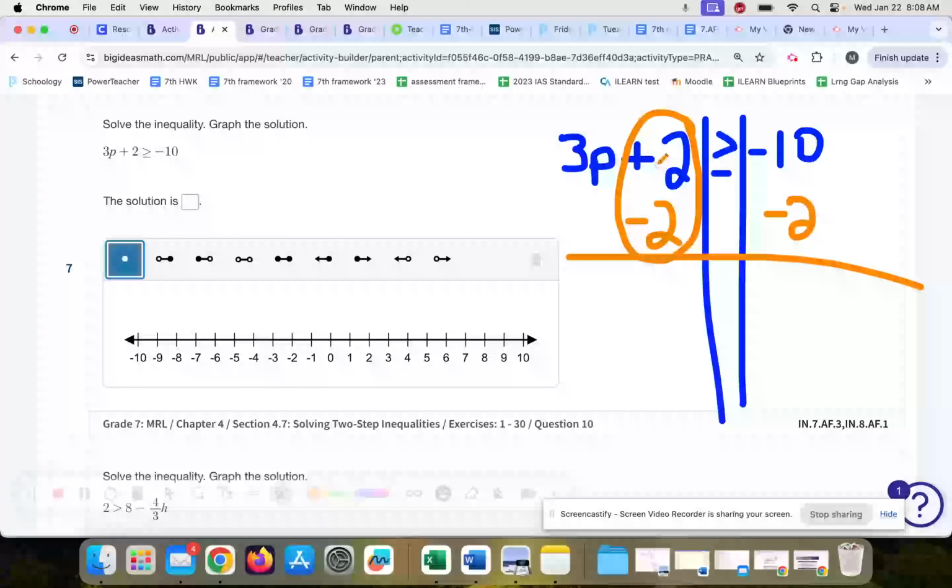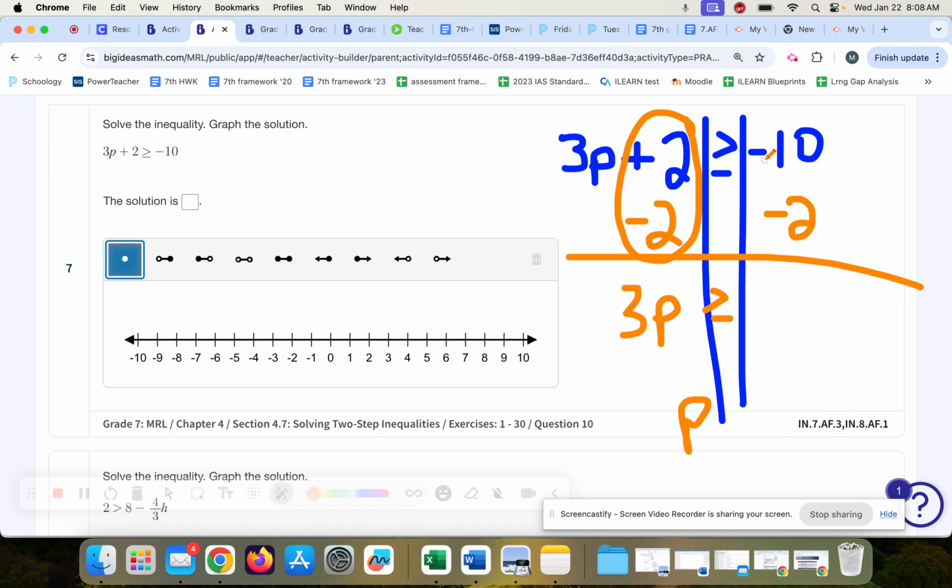So instead of adding 2, the goal is to get the p by itself. We're going to subtract 2. It goes to 0. Still have our 3p. And it stays greater than or equal to. Here's the trickiest part. 10 bad guys, 2 bad guys. Or you're losing by 10 points, the other team scores 2, you're now losing by 12 points. So instead of multiplying by 3, you divide by 3.